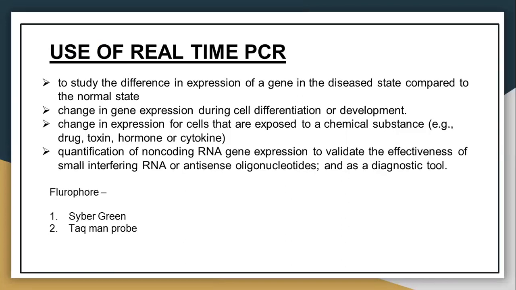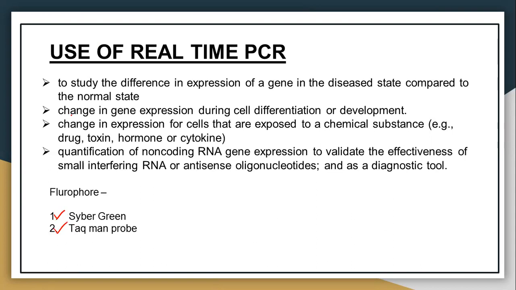In real-time PCR, we use a fluorophore that emits fluorescence, and it measures the amplification rate. So a higher amount of fluorescence means a higher rate of amplification. Two types of fluorophores are mainly used: SYBR Green and the TaqMan probe. We will come to them later.